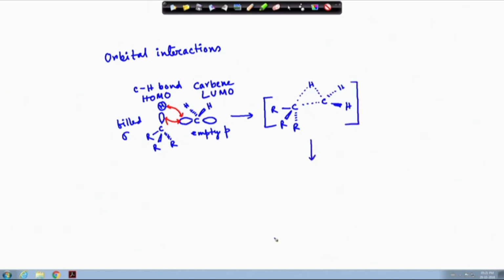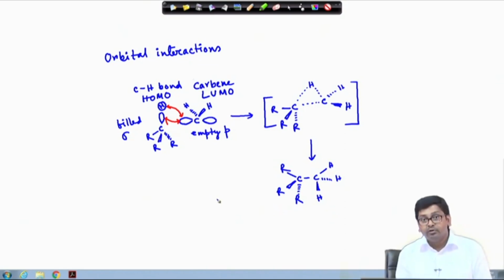Overall at this transition state, this could be the product. So, we can see that this filled sigma bond and this empty p orbital, the highest occupied molecular orbital and the lowest unoccupied molecular orbital of the carbene and the HOMO of the CH bond, can nicely give bonding interactions. Overall that means this CH2 carbene can be nicely inserted into the carbon hydrogen bond.